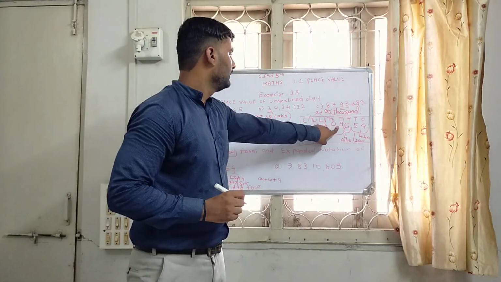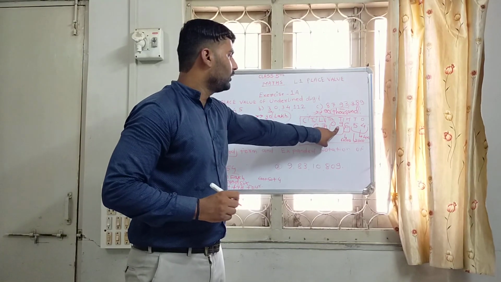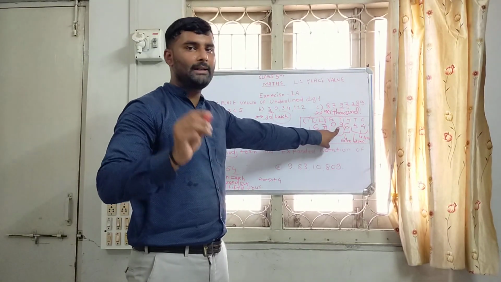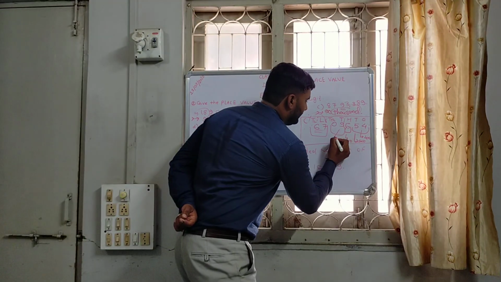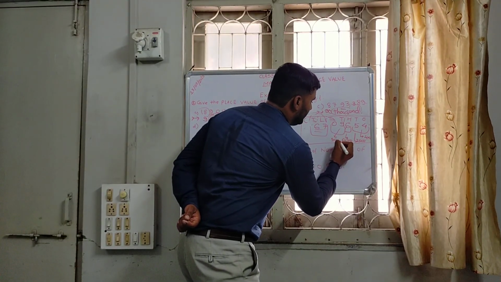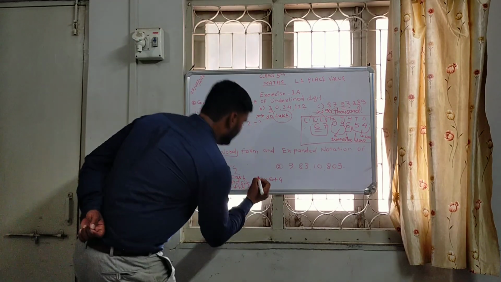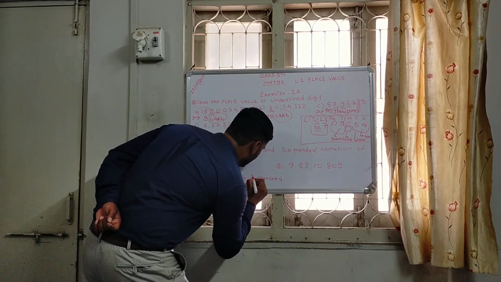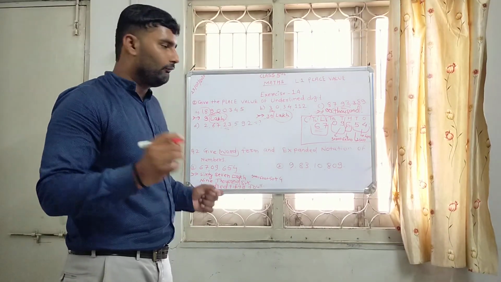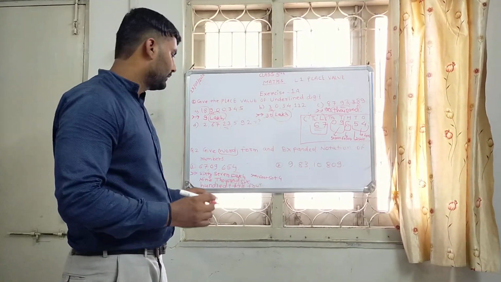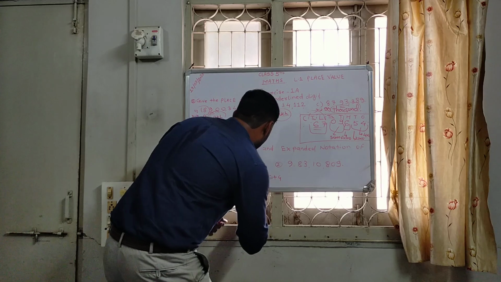Now 9 is present in the column of 1000. Then 9 multiplied by 1000 makes 9000. Okay. Please work in your notebook while I am writing, because it is a very important topic. Okay.